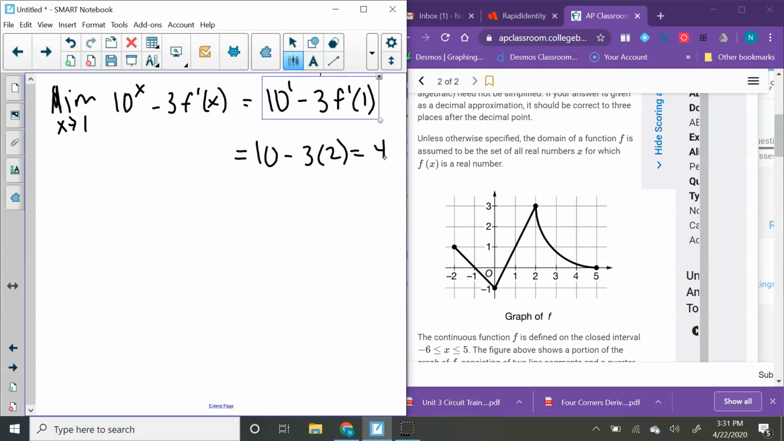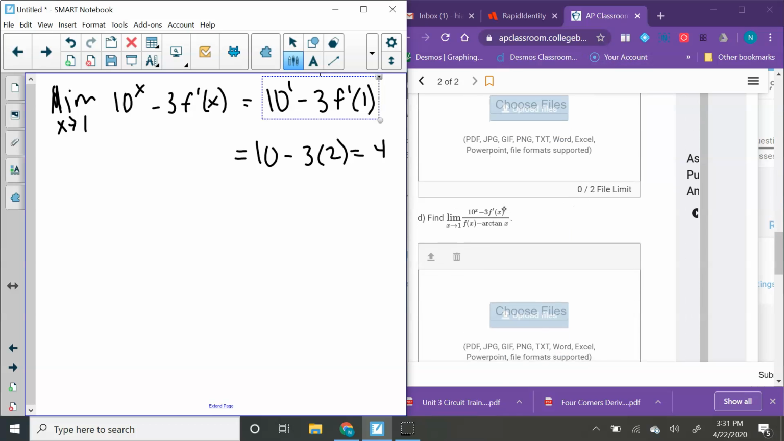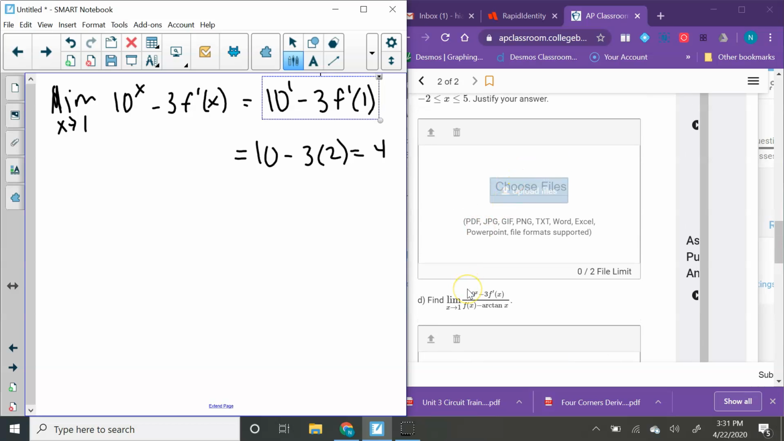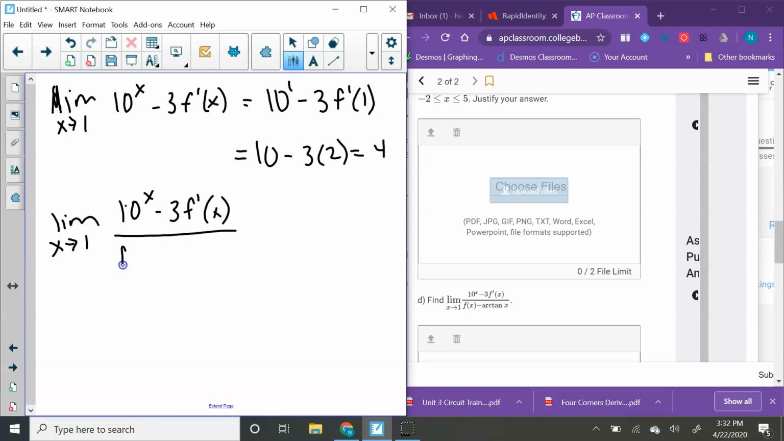Actually, I take this back. This is not a L'Hopital's rule problem. They use L'Hopital's rule often for these problems, but this is not going to be L'Hopital's rule because you do not get 0 there whenever you plug that in. So, this is actually just a plug-in limit problem. So we can do the limit as x approaches 1 of 10 to the x minus 3f prime of x over f of x minus arc tan x. And we can just find the value for this.